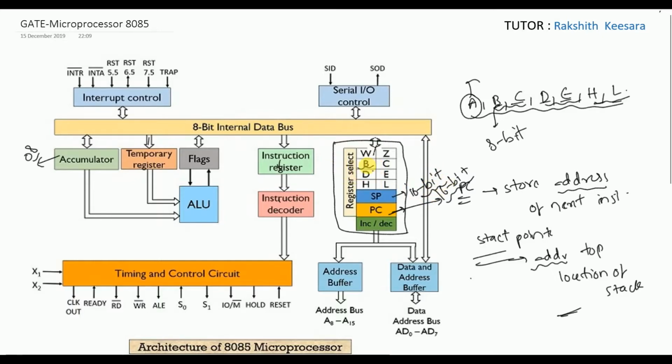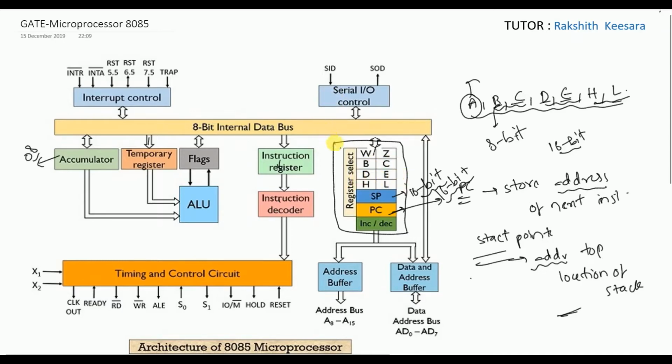Next, since B is 8-bit and C is 8-bit, if you want to use them as 16-bit, you can combine BC, or DE, or HL. But you should not combine BD or BE as you wish. There are only 3 pairs possible: BC, DE and HL.